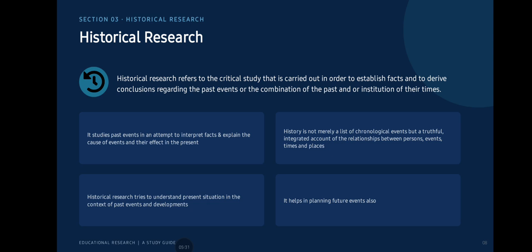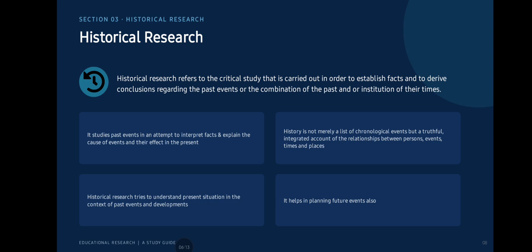Next is historical research. Historical research refers to the critical study that is carried out in order to establish facts and to derive conclusions regarding the past events or the combination of the past and or institution of their times. It studies past events in an attempt to interpret facts and explain the cause of events and their effects in the present. History is not merely a list of chronological events, but a truthful, integrated account of the relationships between persons, events, times, and place.